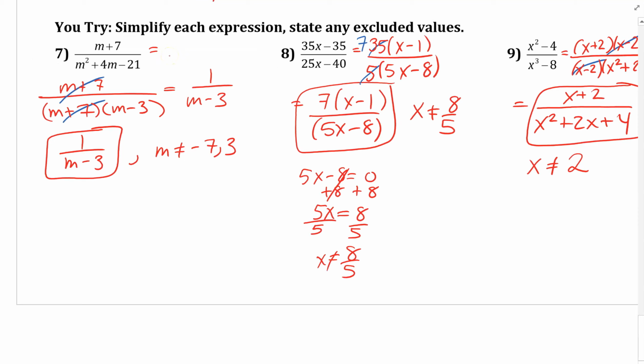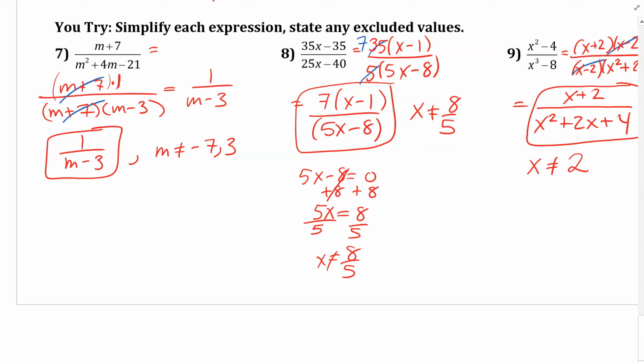Okay, for number 7, the final answer ends up being 1 divided by m minus 3. That's the simplest form. And the excluded values end up being negative 7 and 3, because when you factor m squared plus 4m minus 21, you end up with one factor that says m plus 7 and the other one that says m minus 3. So these would be the numbers that make those 0, so they're excluded. And then the m plus 7's cancel, leaving a 1 in the numerator. So you end up with 1 over m minus 3.